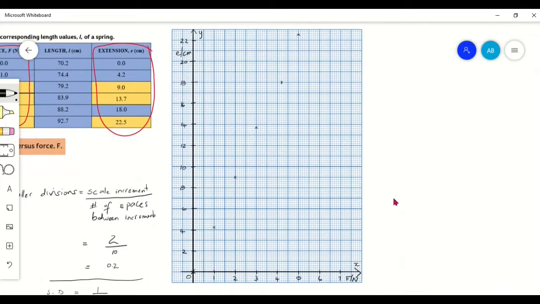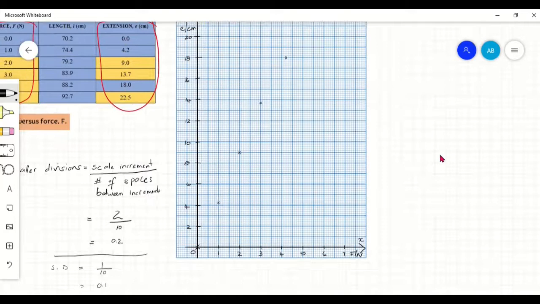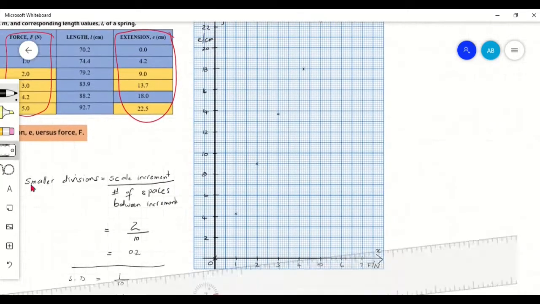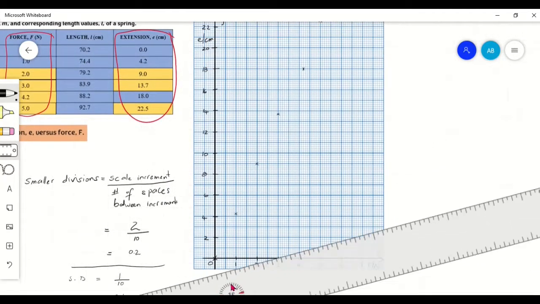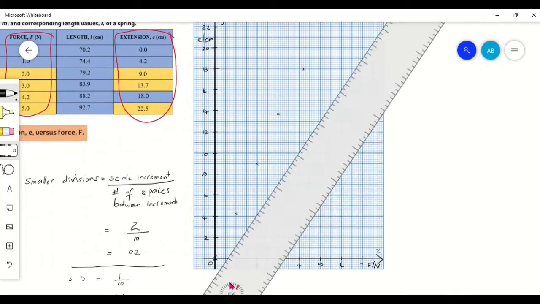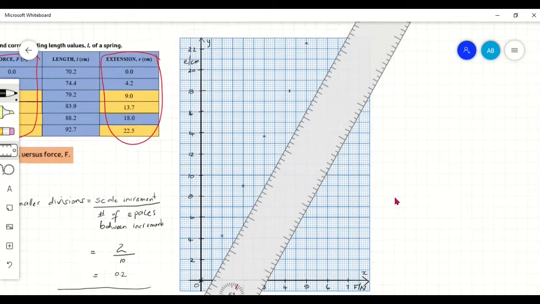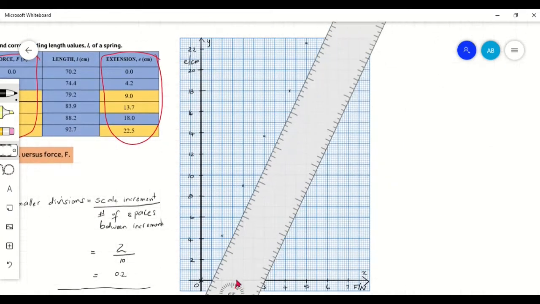Okay, great. So now we have plotted our points, all points. We have 1, 2, 3, 4, 5, 6 points, and that corresponds with the 6 that were given in the table. So we have plotted our points. Now we're going to finish off our graph. So I'm going to get my ruler again. Now we're going to be drawing a line of best fit.